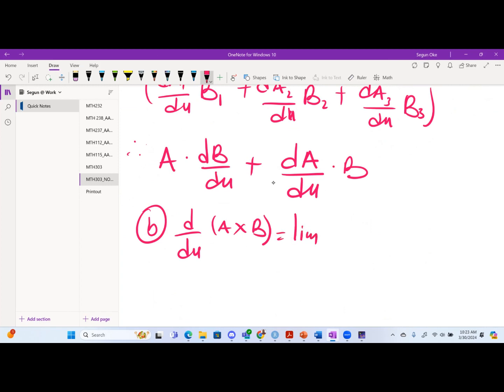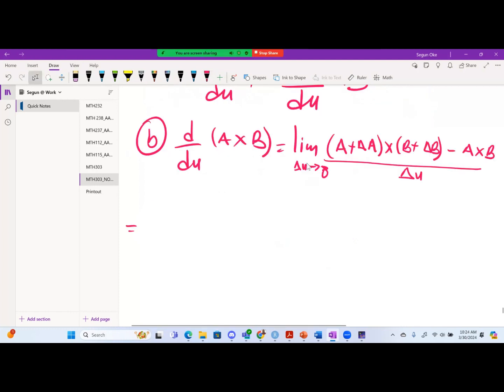So we have limits, as change in U tends to 0. We are solving B now, meaning change in U tends to 0. Then we have A plus change in A cross B plus change in B, minus A cross B, everything divided by change in U. I've explained this one, and I believe it's the same.